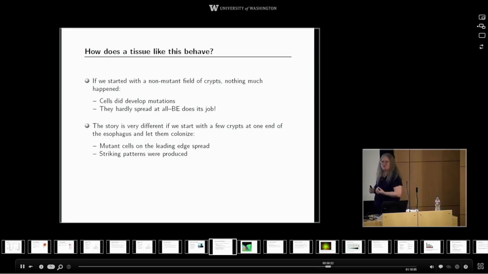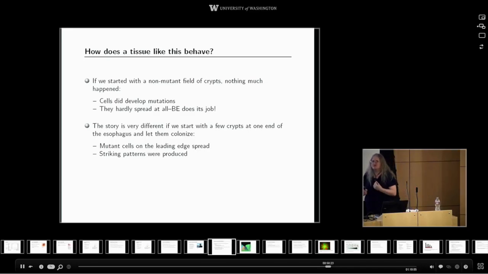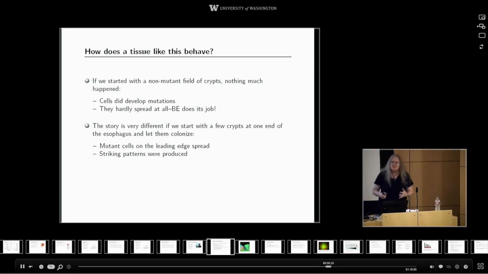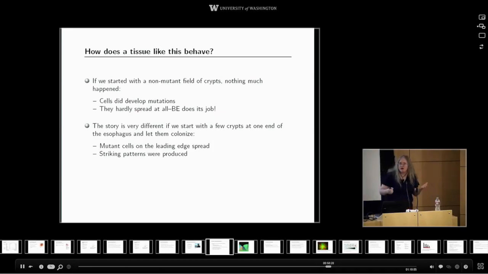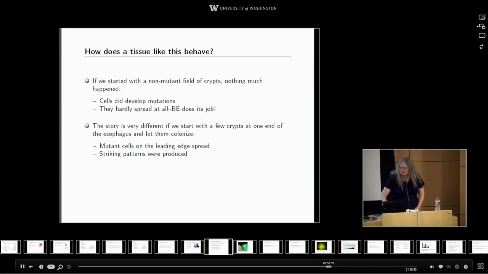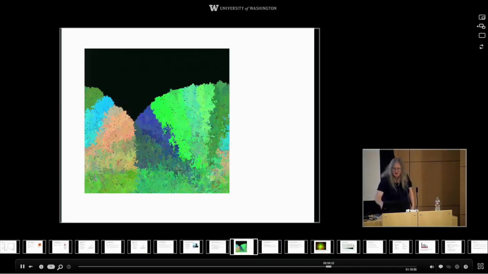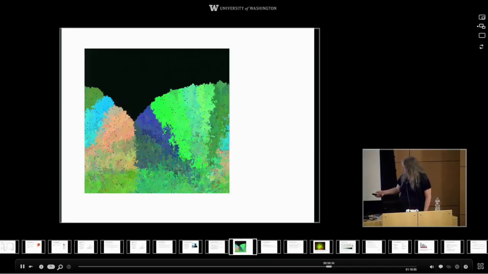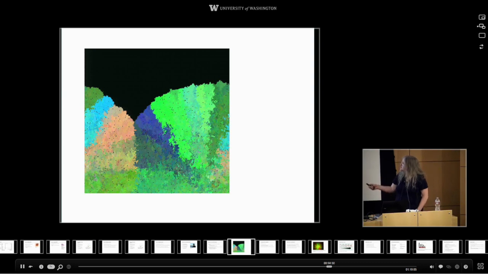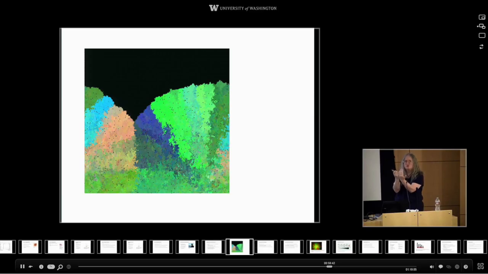So if a mutant cell happened to find itself on the leading edge of that spread in our simulations, then it did have a lot of potential offspring, and we get these striking patterns. This is a simulated esophagus. This is the stomach end, and this is the throat end. Imagine this picture wrapped into a tube, which is the shape the esophagus is.